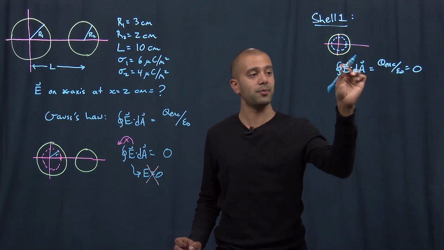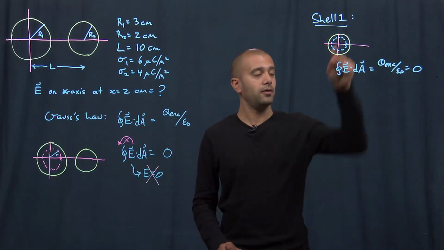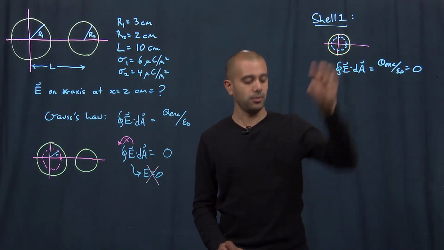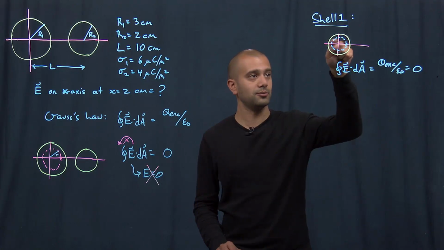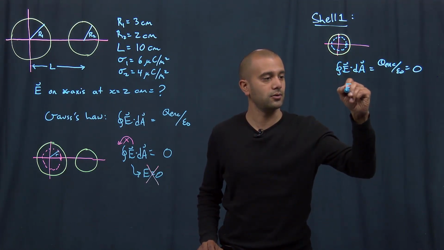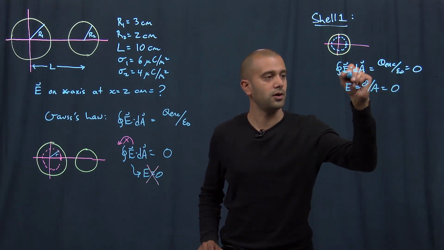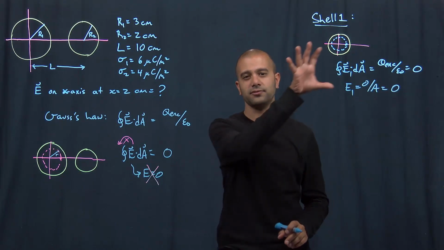Now, the key here is, can we bring E outside the integral? In this case, we can because this respects the symmetry of the entire full problem here. And so everywhere along the surface, E will be the same, which means we can take it out of the integral. And so we get E equals 0 divided by the area, which is just 0. And I'll call that E1 because that's the electric field due to the first shell.